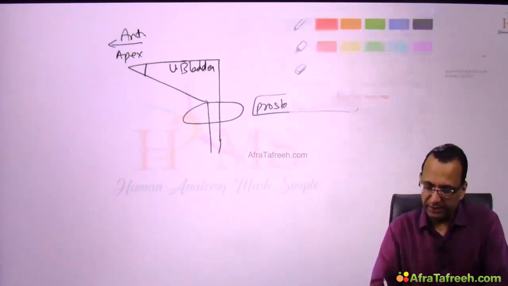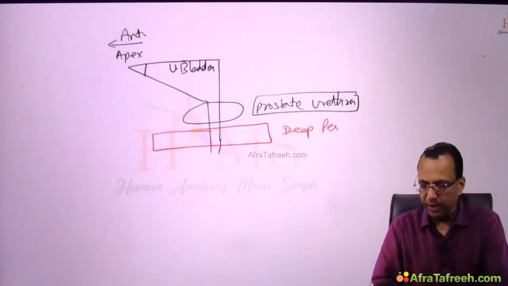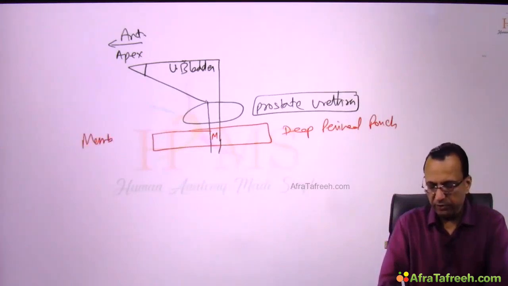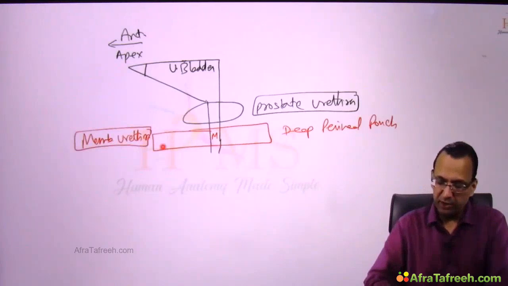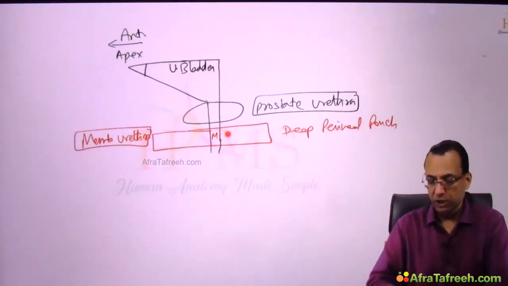Actually, there is a deep perineal pouch. And what is inside the deep perineal pouch? Inside the deep perineal pouch, we have this M. What is M? Membranous urethra. Are you trying to say that M, the membranous urethra, is a content of the deep perineal pouch? Yeah, it is. So the membranous urethra is a content of the deep perineal pouch.